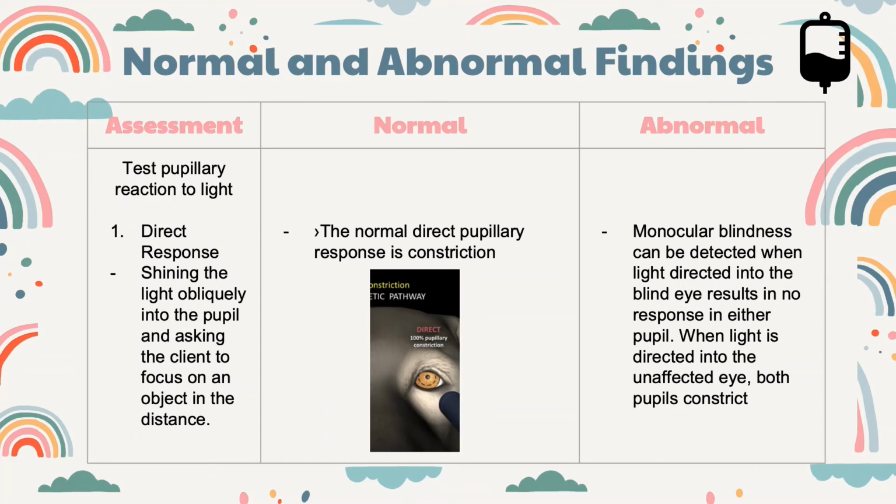The second assessment we have is test pupillary reaction to light. So the first is the direct response, which is shining the light obliquely into the pupil and asking the client to focus on an object in the distance. The normal direct pupillary response is constriction. An abnormal finding is that monocular blindness can be detected: light directed into the blind eye results in no response in either pupil. When light is directed into the unaffected eye, both pupils constrict.